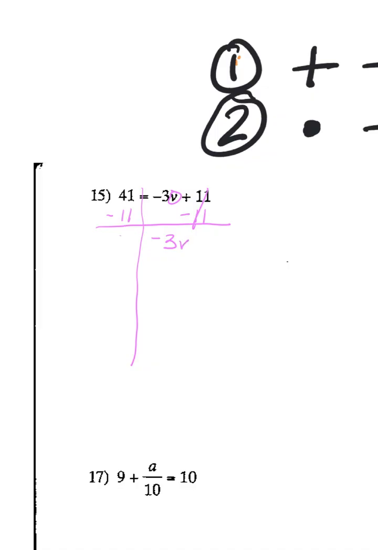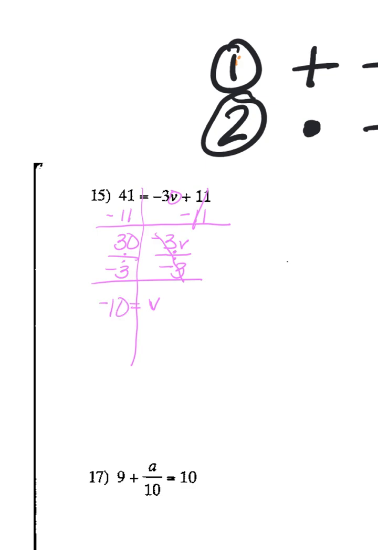And 41 minus 11 is 30. Now my second step is multiply or divide. This means 3 times V, or negative 3 times V. My opposite of times is divide. So I'm dividing by negative 3. My negative 3's cross out because when I divide them, it equals 1. So all I'm left with is V. And 30 divided by negative 3 is negative 10.